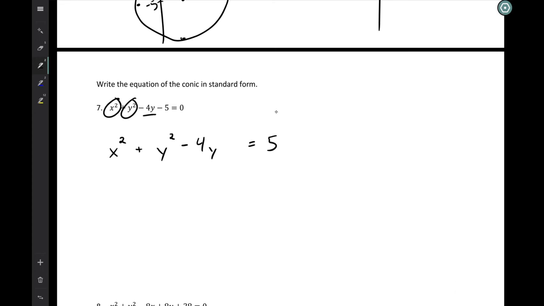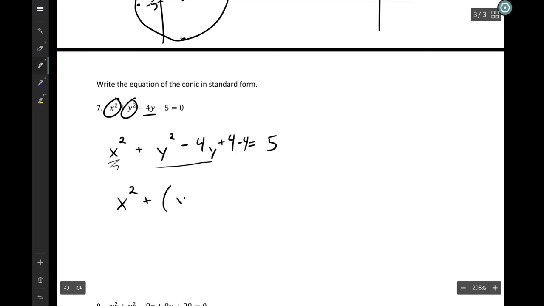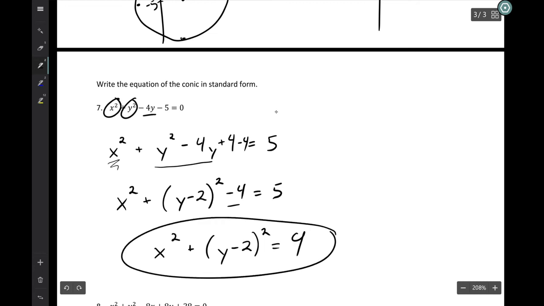Okay, so I want to complete the square with these y terms. This x squared is good by itself, so we can leave it, but let's complete the square here. I'm going to add 4 to this, which also means I need to subtract 4. Put this all together, I end up with x squared plus the quantity y minus 2 squared minus 4 is equal to 5, and then I have to add this over, so I end up with x squared plus y minus 2 squared is equal to 9. There's the equation I was looking for.